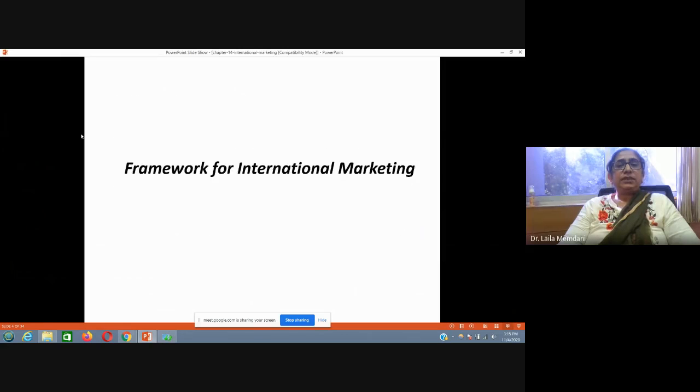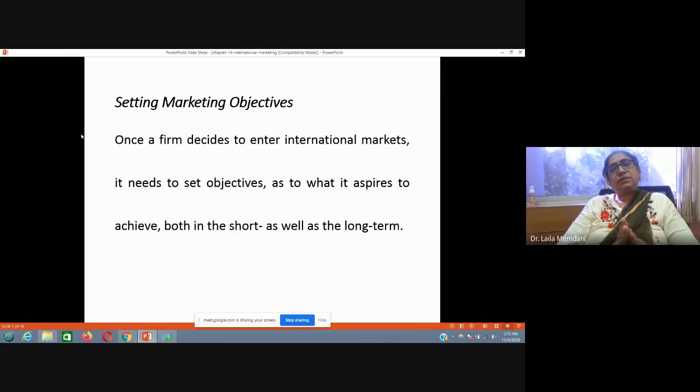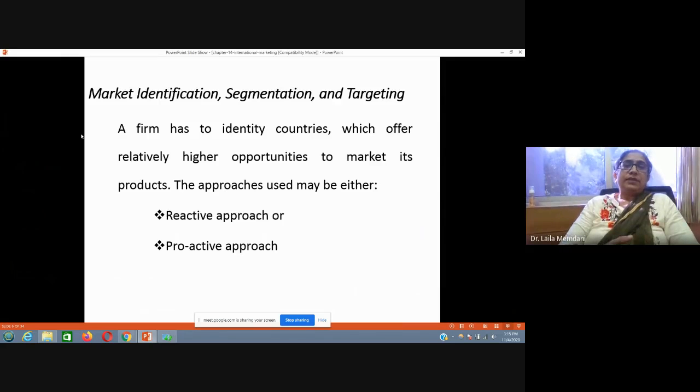Coming to the framework of international marketing, the first step is you have to set your marketing objective, both short run as well as long run. Maybe it's sales maximization, profit maximization, or a welfare motive, or maybe to acquire market share. Then the second step is market identification, segmentation, and targeting. You have to identify your market, segment the market, and target that particular market which you have identified for yourself.